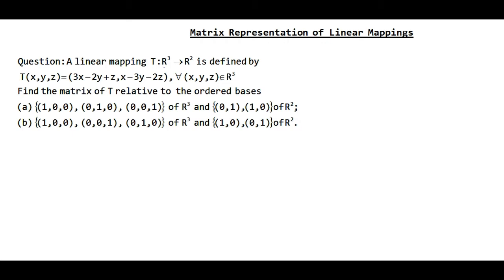So suppose we have a linear transformation T, which maps the vectors of R3 to the vectors of R2, and is defined by this rule: it takes any vector (x, y, z) to the vector (3x - 2y + z, x - 3y - 2z). You can see that after the transformation we get a vector with two components, so it's a vector of R2. The question here is to find the matrix of T.